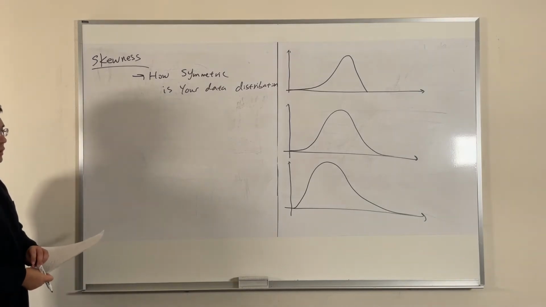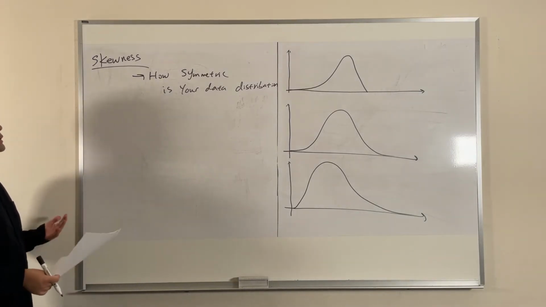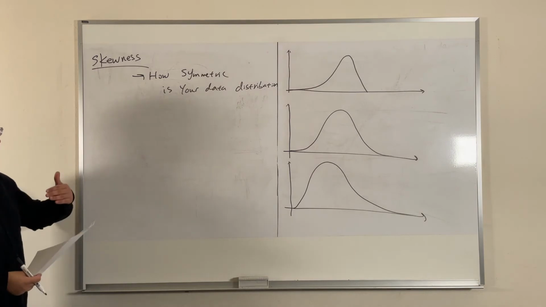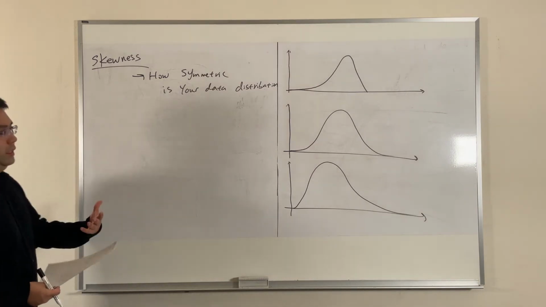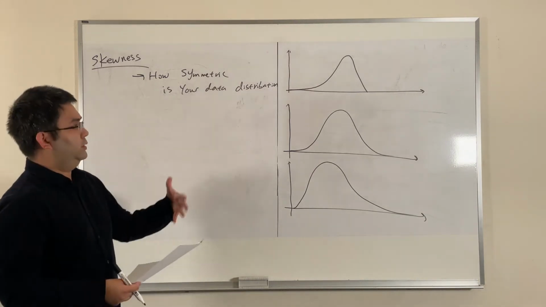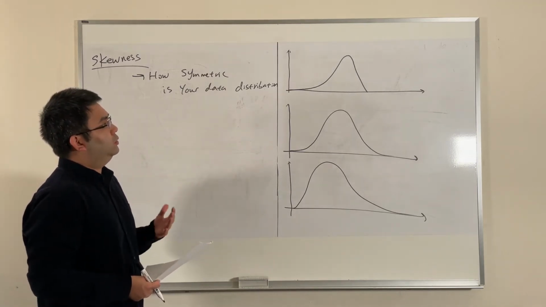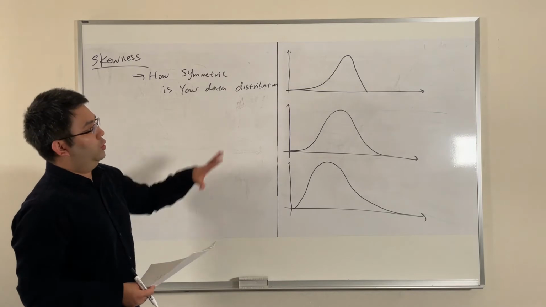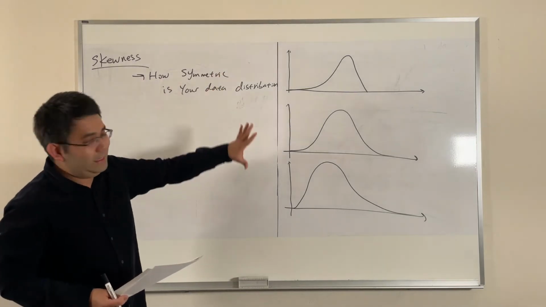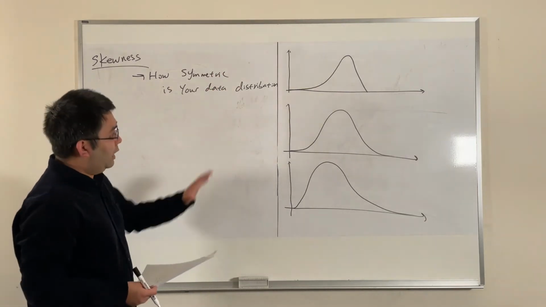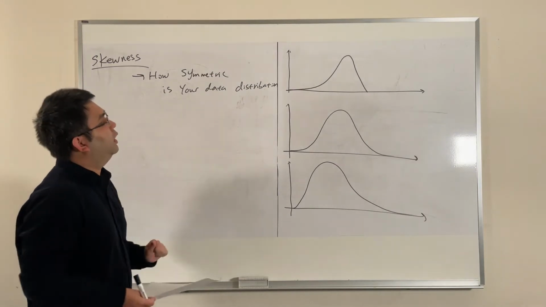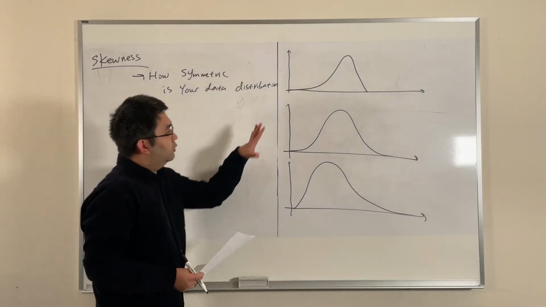There are two ways to discuss skewness. One way is to look at the graphs, and another way is by doing calculation using the skewness formula. The first thing I want to do in this video is to show you how you can see it from the graphs, from the distribution plot here.